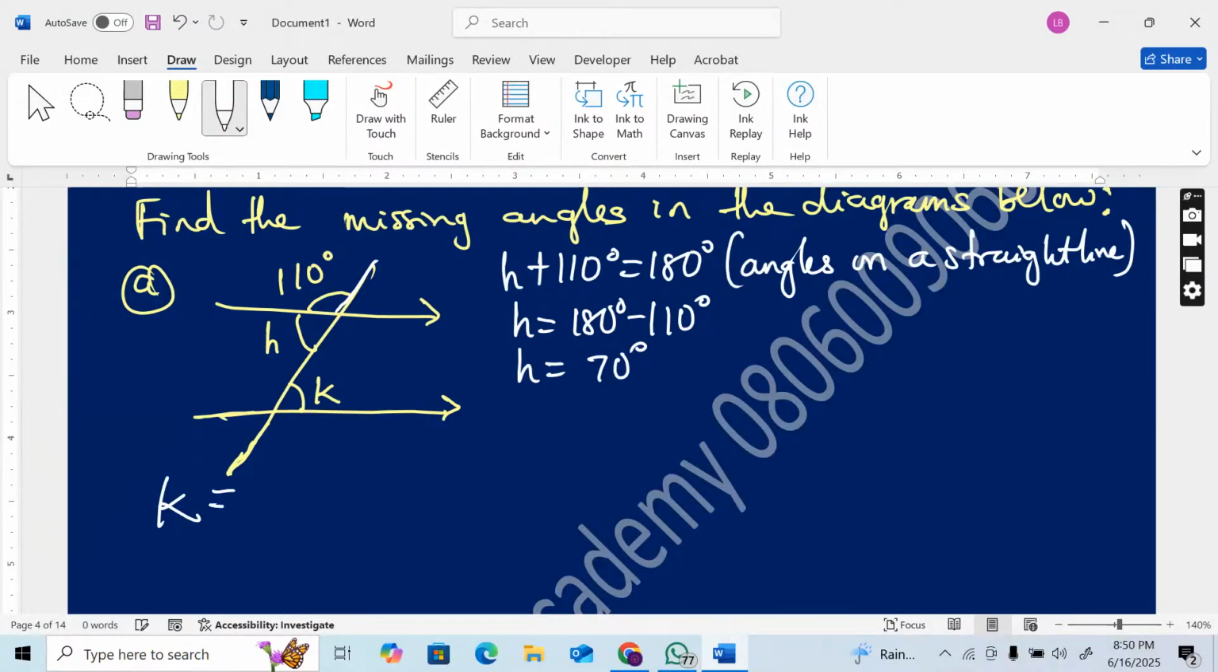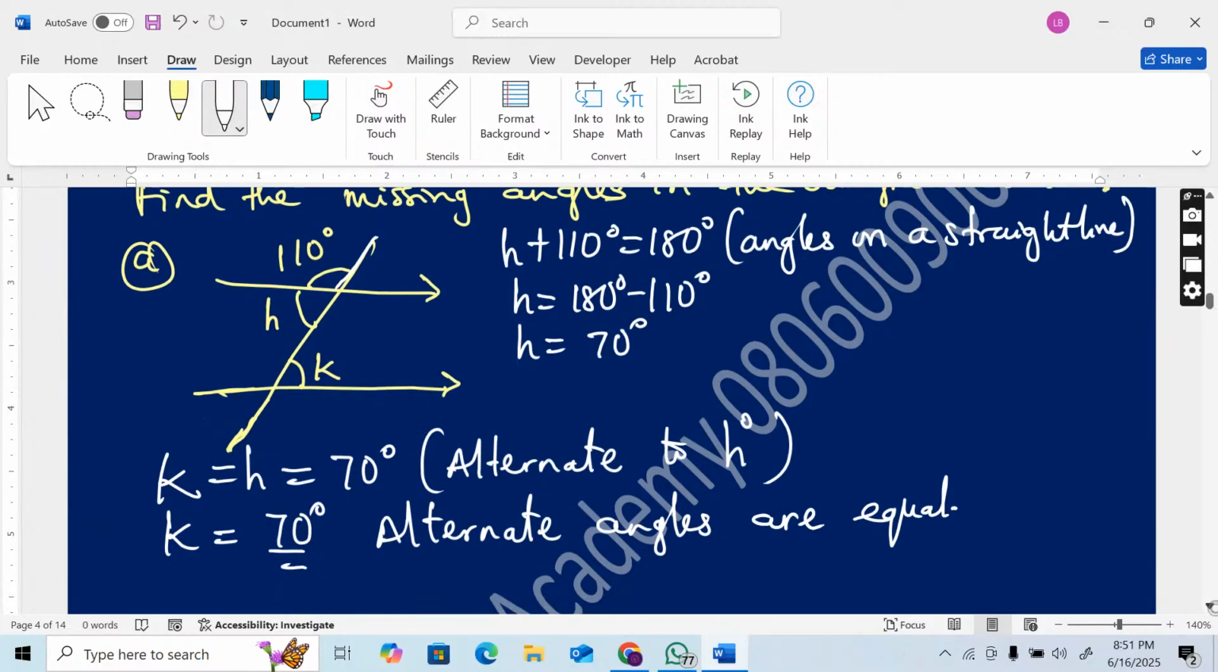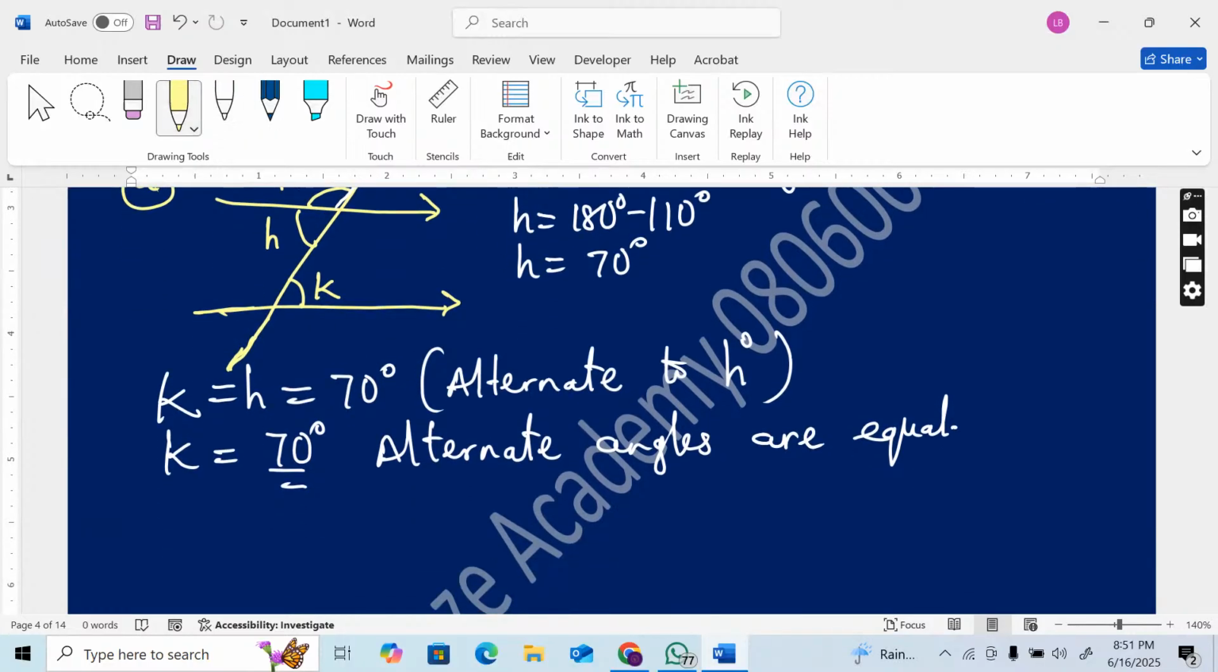So K is equal to H and H is equal to 70 degrees. The reason is they are alternate angles. Okay, K is alternate to H. So which means K is also equal to 70 degrees. Alternate angles are equal. Take note. All right, I'm moving on to the second question.